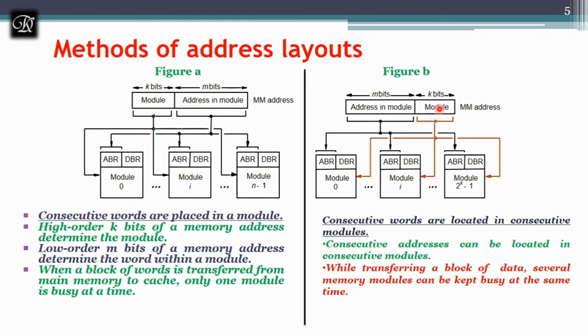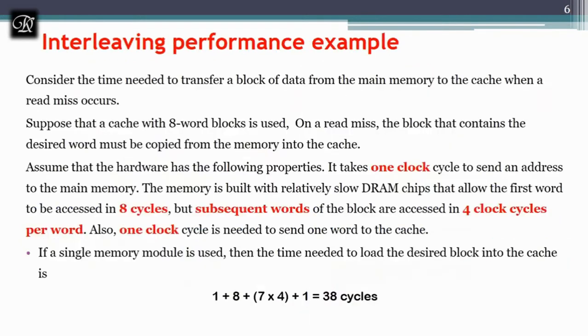We can use multiple modules in a given time, which implements the concept of parallel processing. Let's see an example and whether we can improve the performance or not. Consider the time needed to transfer a block of data from the main memory to cache when a read miss occurs. When there is a hit, we need not worry. When there is a miss, only then do we have to worry.